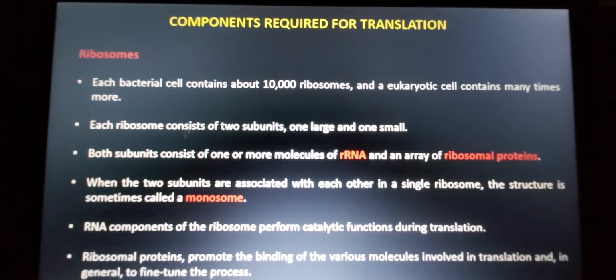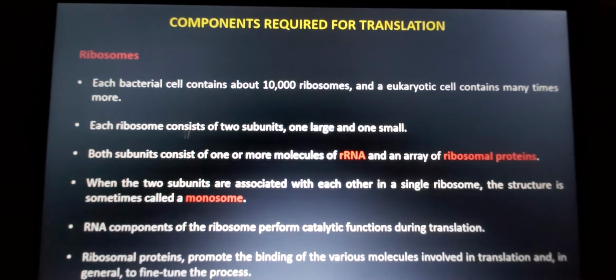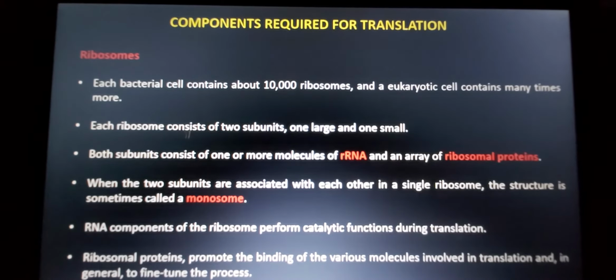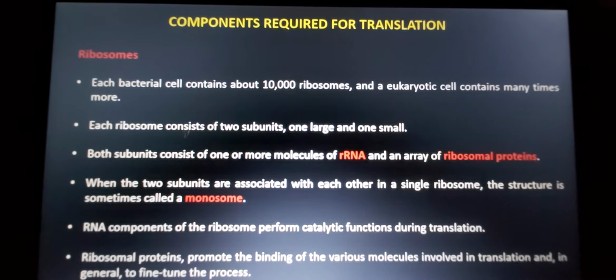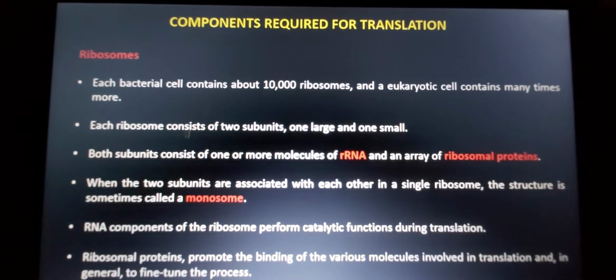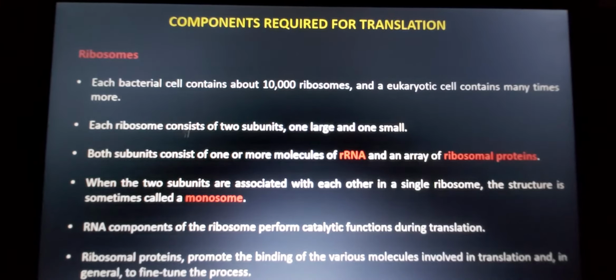Now, before we start the process itself, let's look at the components which are required for translation. First and foremost is ribosomes. Because we'll be concentrating on prokaryotic translation, I'll be giving you all the information about prokaryotic translation only in this presentation. Each bacterial cell contains about 10,000 ribosomes, whereas a eukaryotic cell will have many more than that, obviously because there are many more genes to be translated.